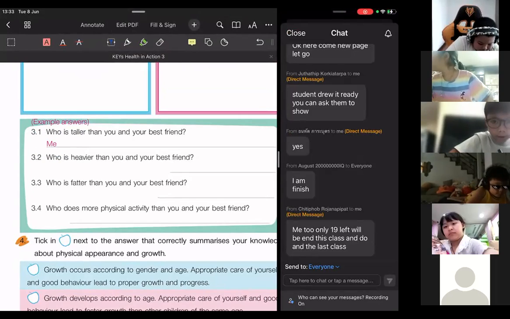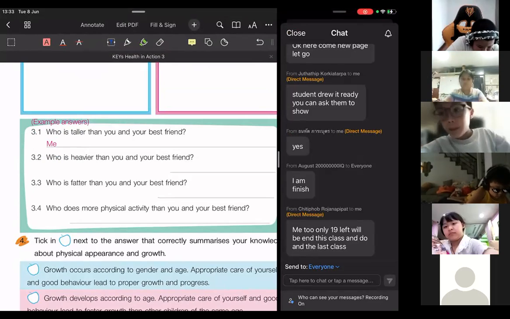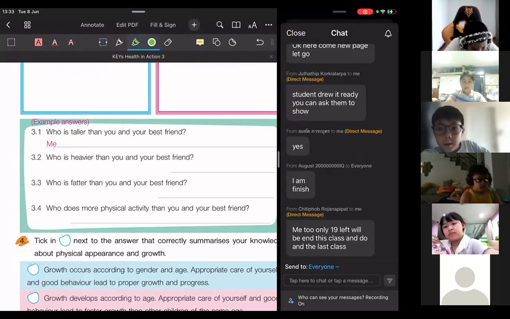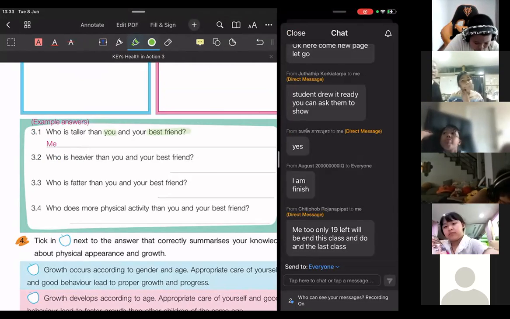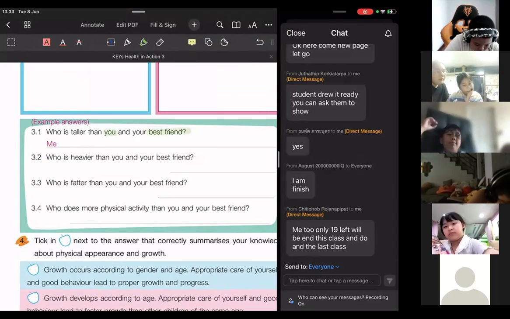So 3.1. Again, this is up to you. Who is taller than your friend? It could be you or your friend. Okay, just answer with you or best friend. Who is heavier than you and your best friend? So what person do you know who is bigger than you?